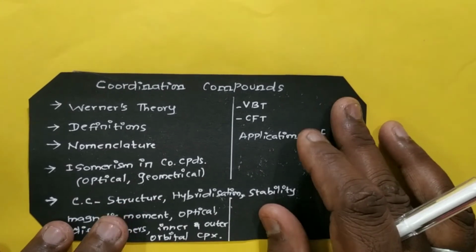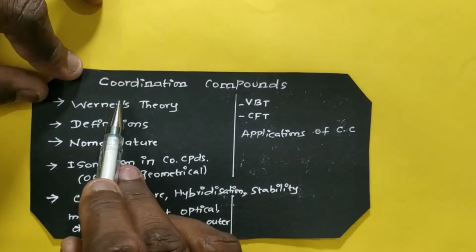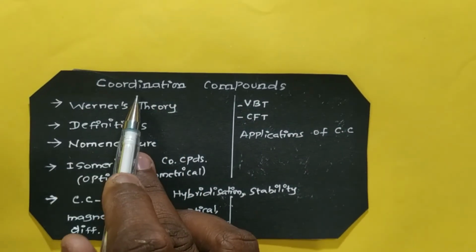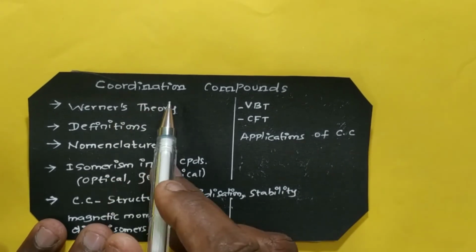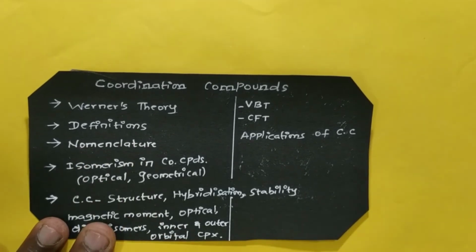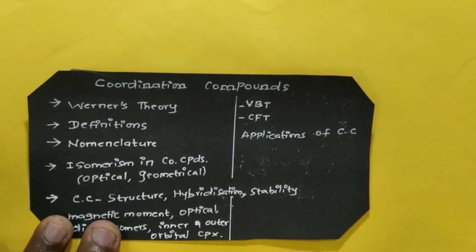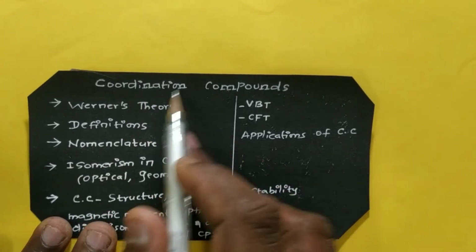Okay, and the next one is a very important chapter, that is coordination compounds. What are coordination compounds? The first question they will be asking is what a coordination compound and a double salt are, and how they differ. That kind of questions you may expect. Then Werner's theory, then all the definitions. You should know all the definitions for coordination compounds like denticity, coordination entity, ligand, metal, oxidation state. You have to know everything as a definition in coordination compounds.